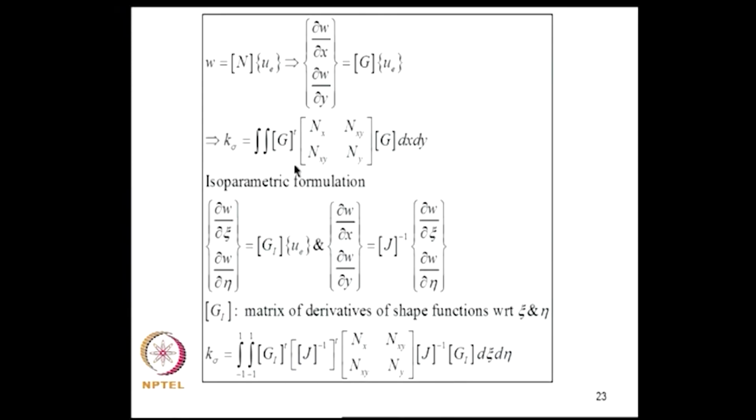Now, in an isoparametric formulation what we do, we need to introduce the coordinates xi and eta, and the evaluation of this integral has to be based on this transformation, and that leads to this Jacobian and a different matrix known as GI, which now relates dou w by dou xi and dou w by dou eta to the nodal coordinates. This is the GI matrix. Now, the K sigma is given by this, where the integration is done over d xi d eta, which run from -1 to +1.